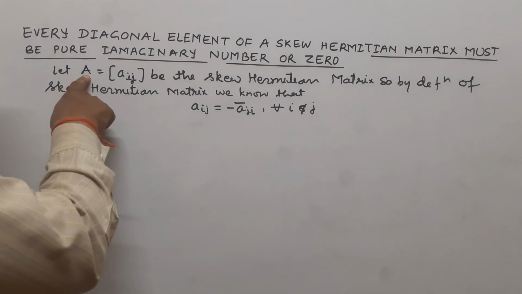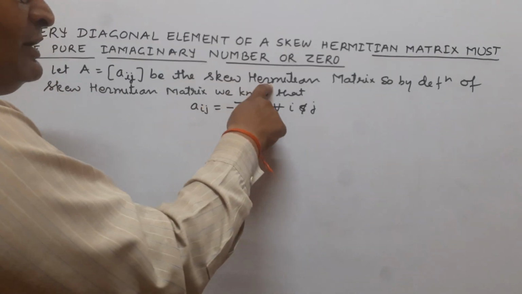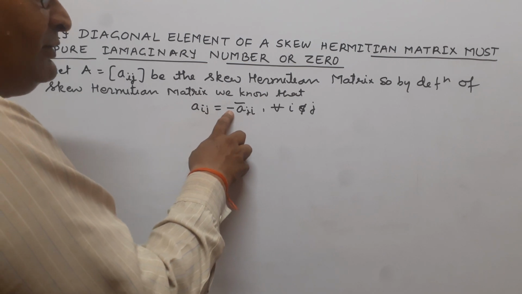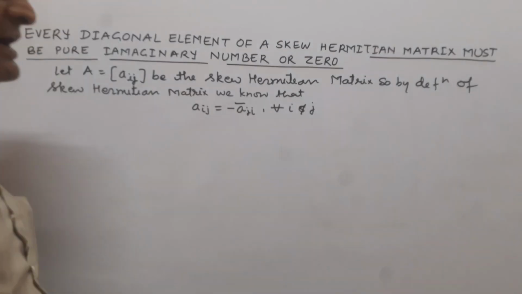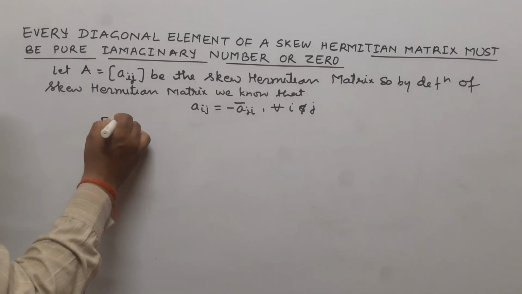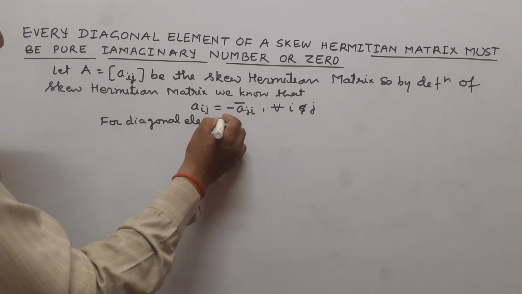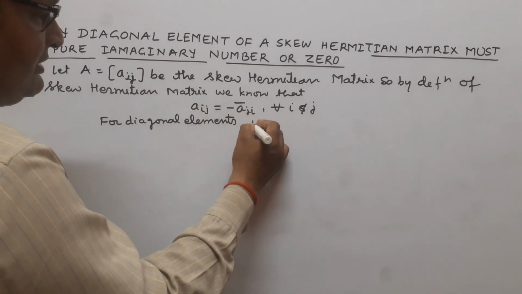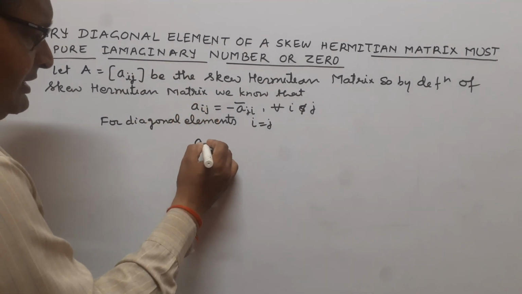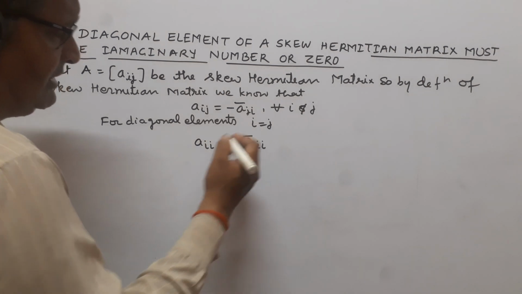Here we suppose that A = [aij] is a skew Hermitian matrix, and in a skew Hermitian matrix aij is equal to negative times the conjugate of aji for every i and j. We know that for diagonal elements these suffixes i and j are equal. So we put here aii equal to minus the conjugate of aii.